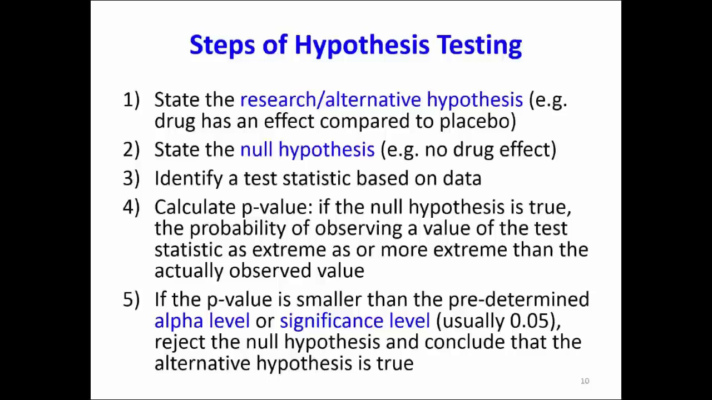set that as 0.05, then we know that the effect you observe is unlikely due to chance. The probability that it happens due to chance is smaller than 0.05. So we will declare that we can reject the null hypothesis. So the research hypothesis is true with strong evidence.